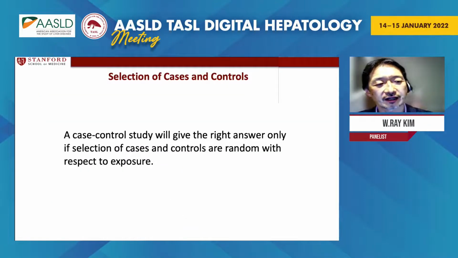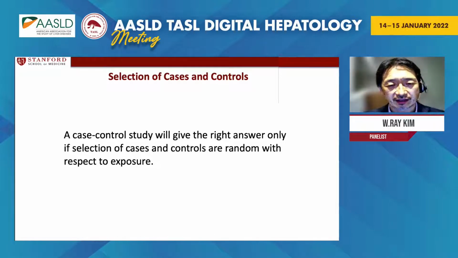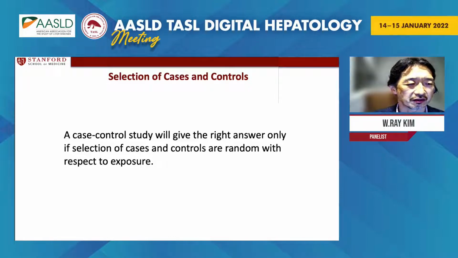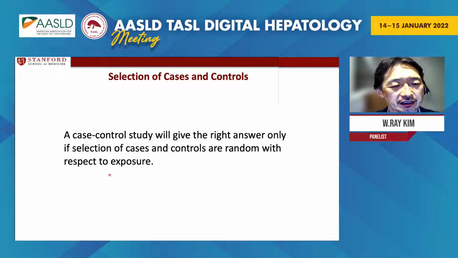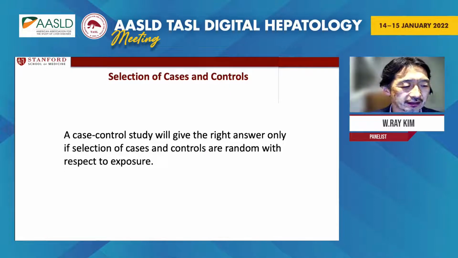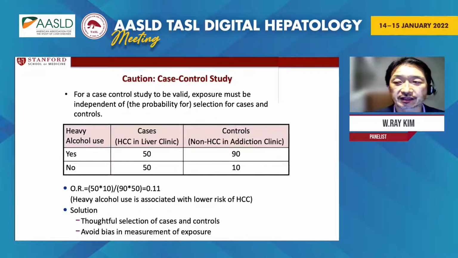A key concept here is that everything needs to be proportional compared to the cohort study. Stated in a different way, in a generalizable way, a case control study will give the right answer only if selection of cases and controls are random with respect to exposure. So let's make a fake example here. Again, in a case control study, the most important thing is how controls are selected.